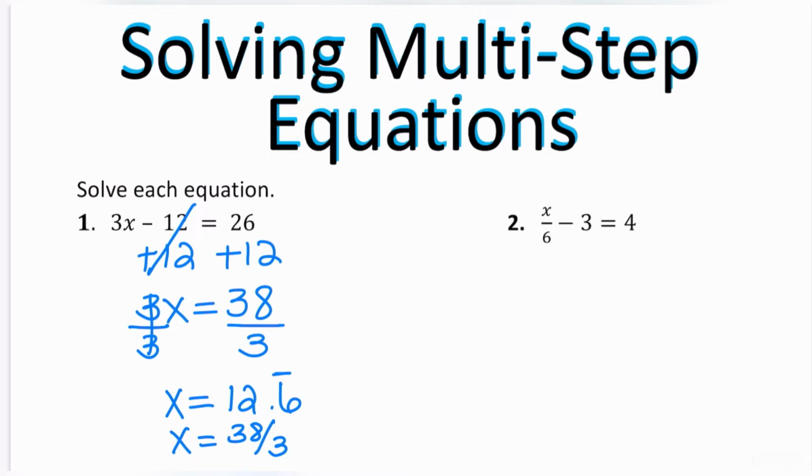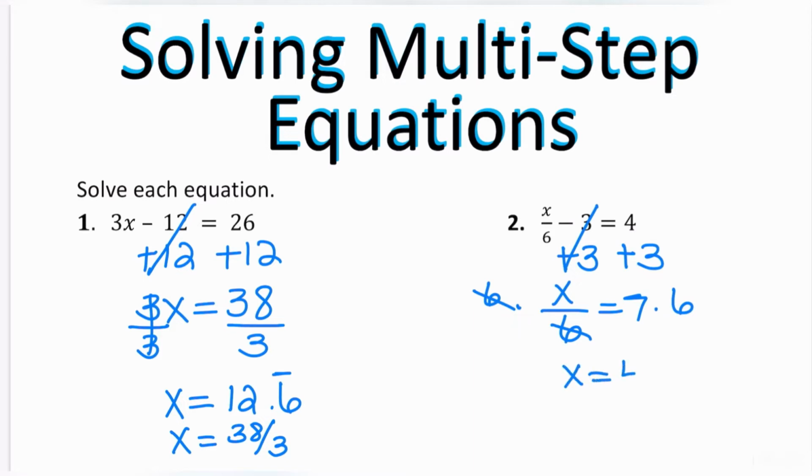In question number 2, x divided by 6 minus 3 equals 4. Again, we're trying to isolate the variable. So before we can do anything with the x over 6, let's go ahead and get rid of that negative 3. So we're going to do plus 3 to both sides. When I do plus 3, it cancels it out, and I'm left with x over 6 is equal to 7. Now, x divided by 6 is equal to 7, so what I have to do is multiply by 6 on both sides. Then I end up with x is equal to 42 because 7 times 6 is 42.